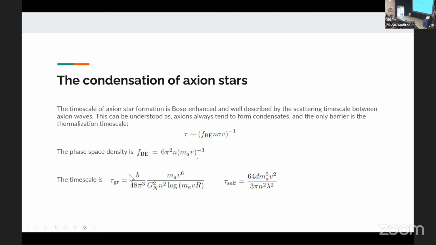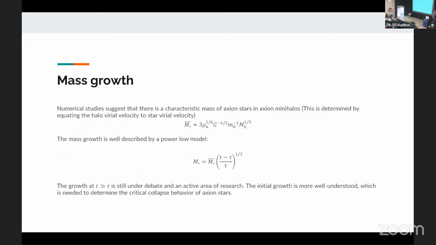And for gravitational scattering, you know the cross-section, this is well understood. You could also have self-interaction, which will enhance the scattering rate and give you a smaller condensation timescale. And the growth itself is more subtle. I don't want to go into too much detail of it because it's still a very active area of research. But basically, you know the timescale, you also know the mass.